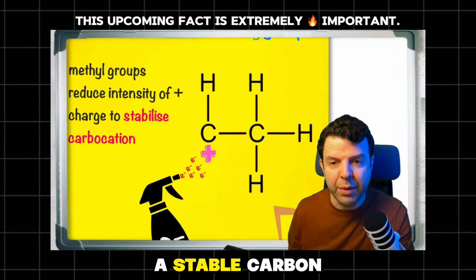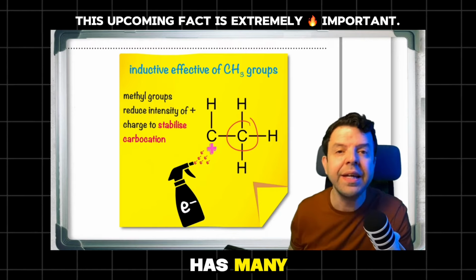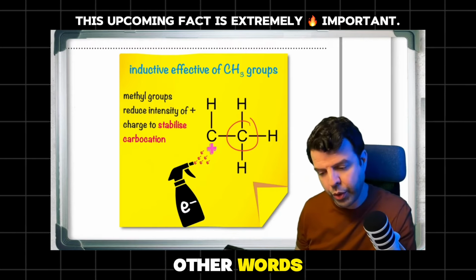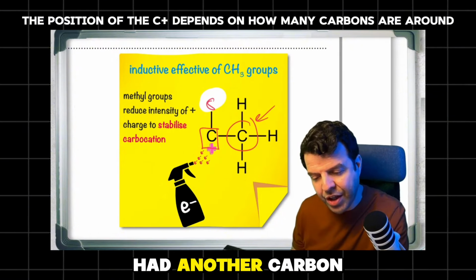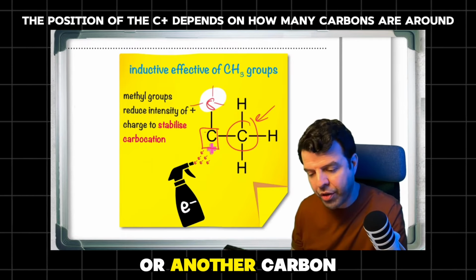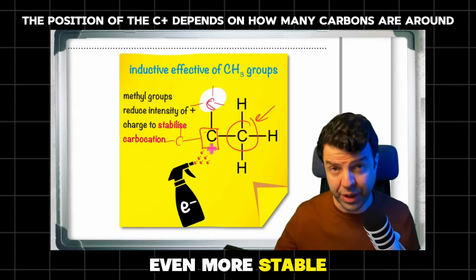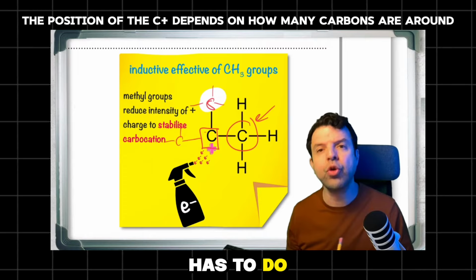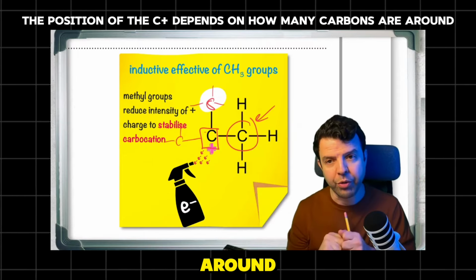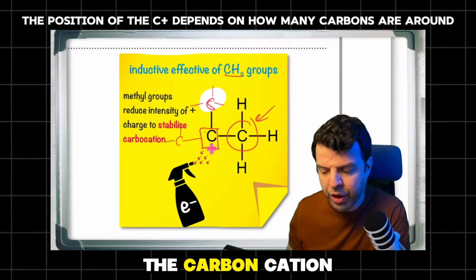Look, a stable carbon cation is always the one that has many neighboring carbons. In other words, the more neighbors we have, the more carbons we have. Like if I had another carbon here or another carbon here on the right, this will become even more stable. The stabilization of the carbon cation has to do with methyl groups around. The greater the number of methyl groups, the more stable the carbon cation is.